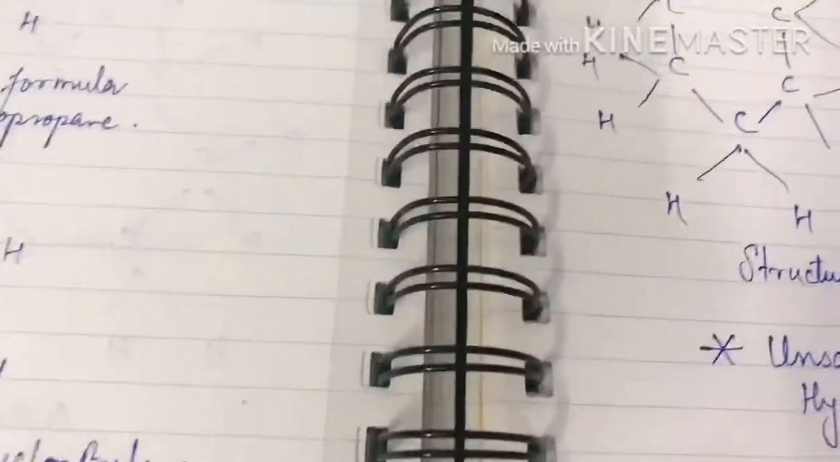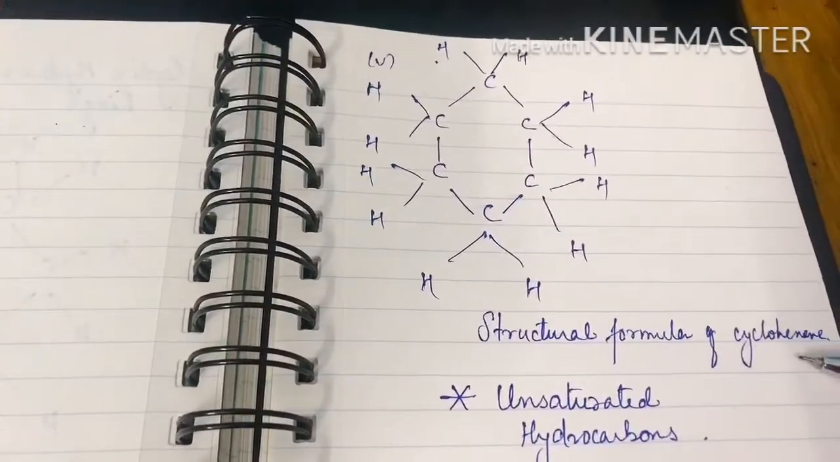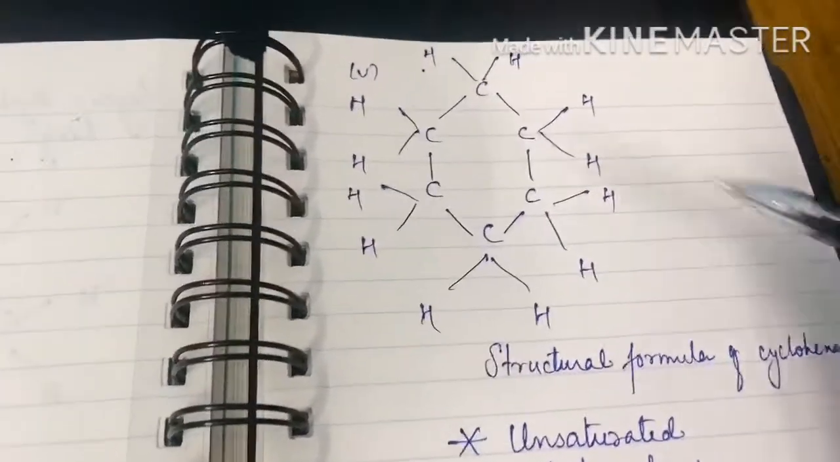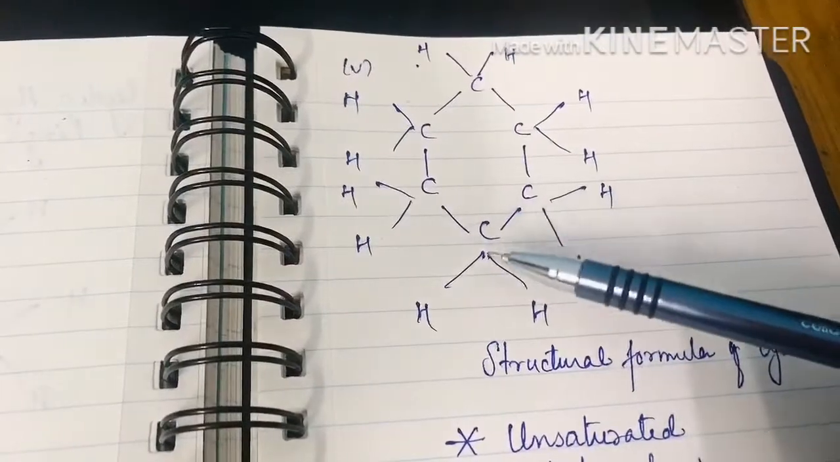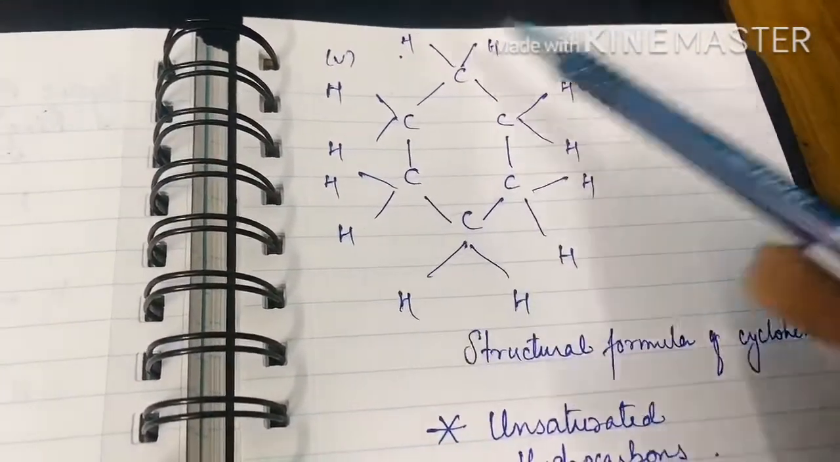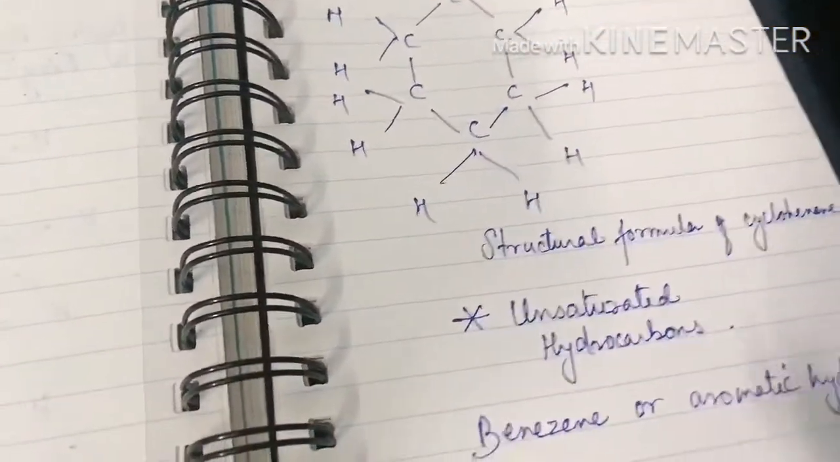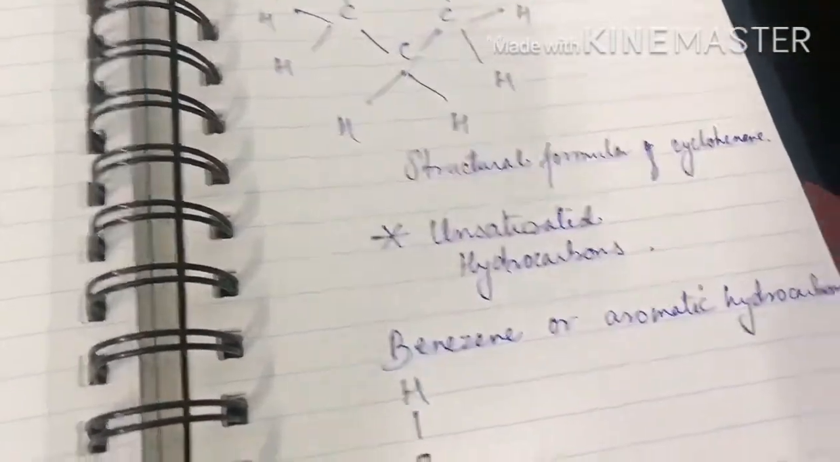Next one, see students, what I have made here. I have made the structural formula of cyclohexane. Okay, so this is cyclohexane, which has 1 2 3 4 5 6 carbons, and all these hydrogens are associated with it. I'm showing you for your knowledge so that you will never get confused about how many cyclic compounds are present.